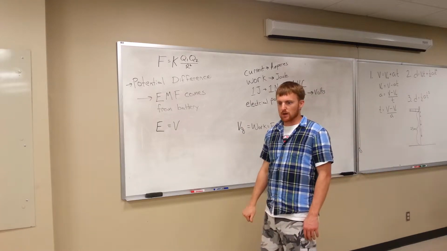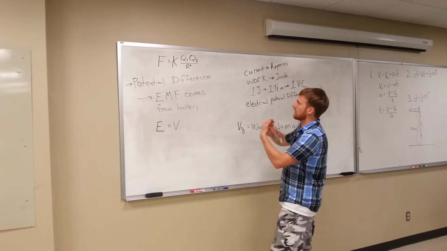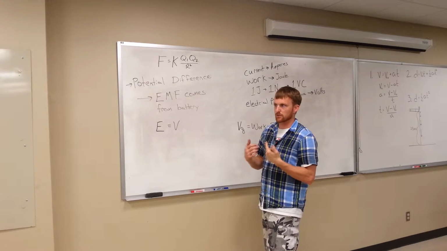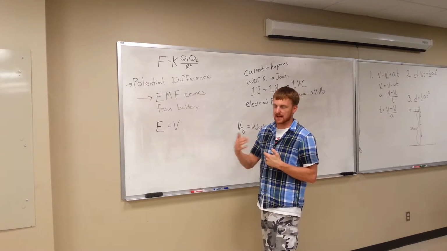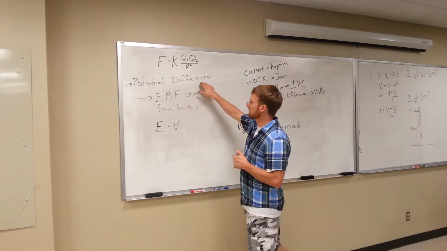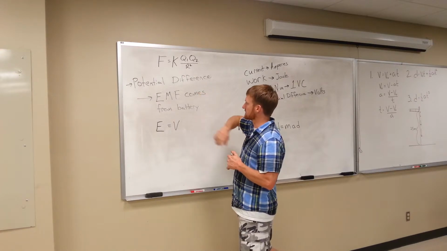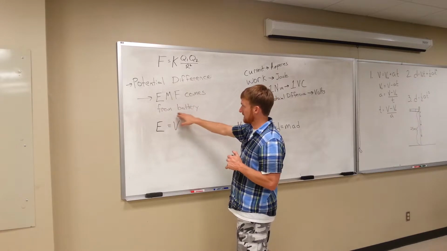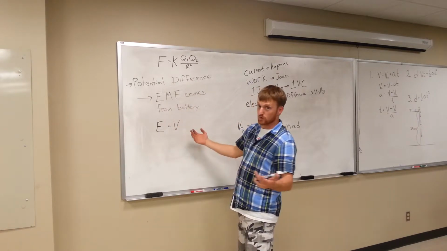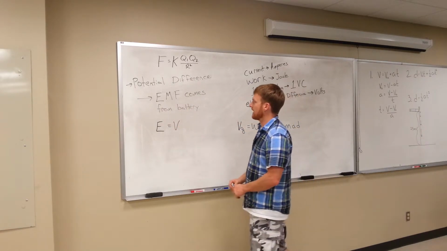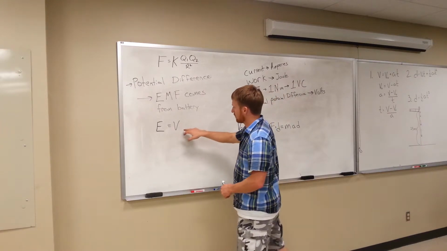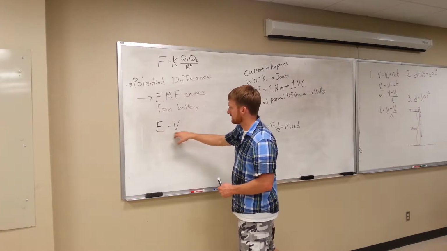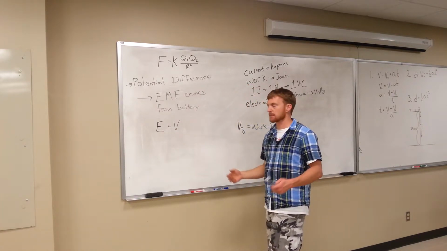So, what did we talk about? We talked about in order for a current to exist, in order for a movement of charge to happen, you'll need a potential difference. That potential difference comes from an electromotive force, which is a battery, it's one form of it. EMF, electromotive force, we relate that as V. You'll see that in schematics sometimes.